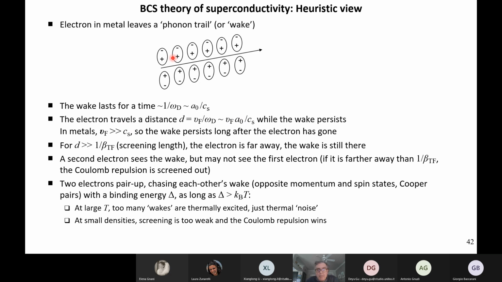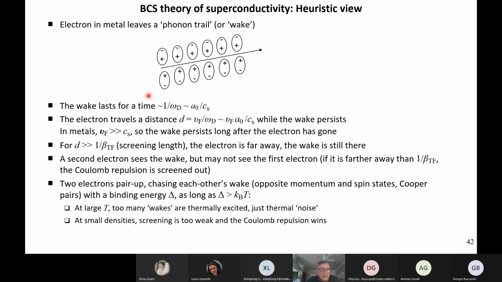Now a second electron comes by. The second electron sees the wake, while the other electron, which in principle would repel, is farther away. And how much farther away? Well, if it's farther away than the screening length, some Thomas-Fermi screening length from the first electron, then the second electron coming by doesn't see the first electron because the charge of this guy is screened. So the net effect is that in metals in which the screening length is sufficiently short, the wake persists long enough, and the density of the electrons is high, the probability that an electron comes by before the wake dies is high.